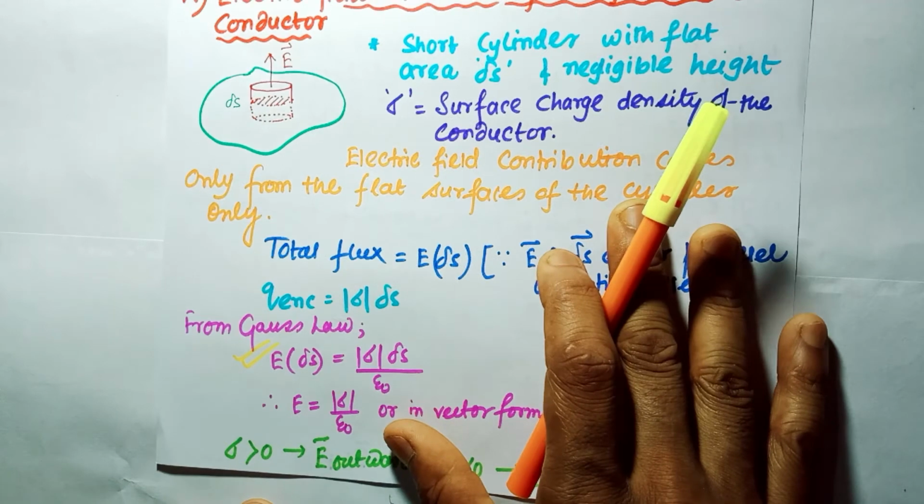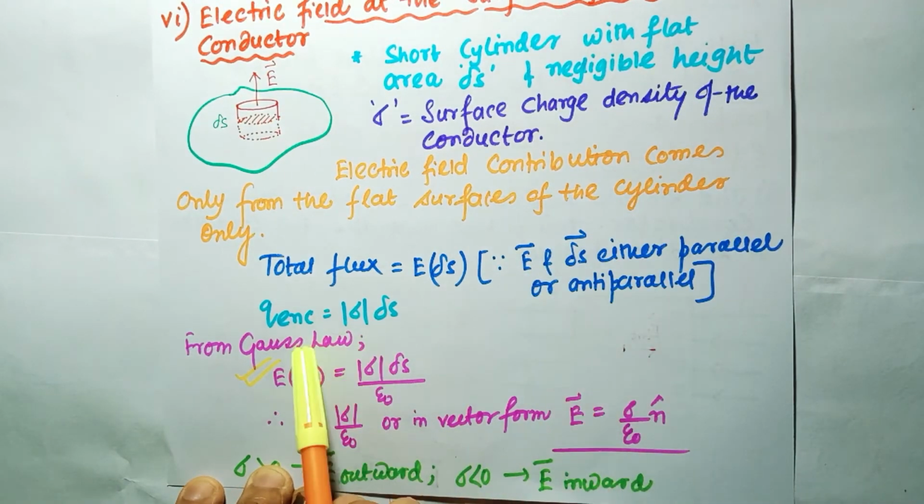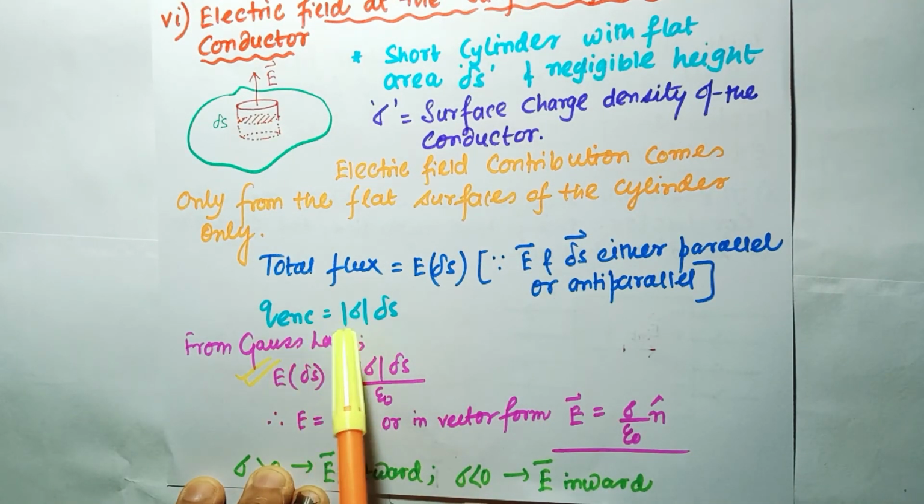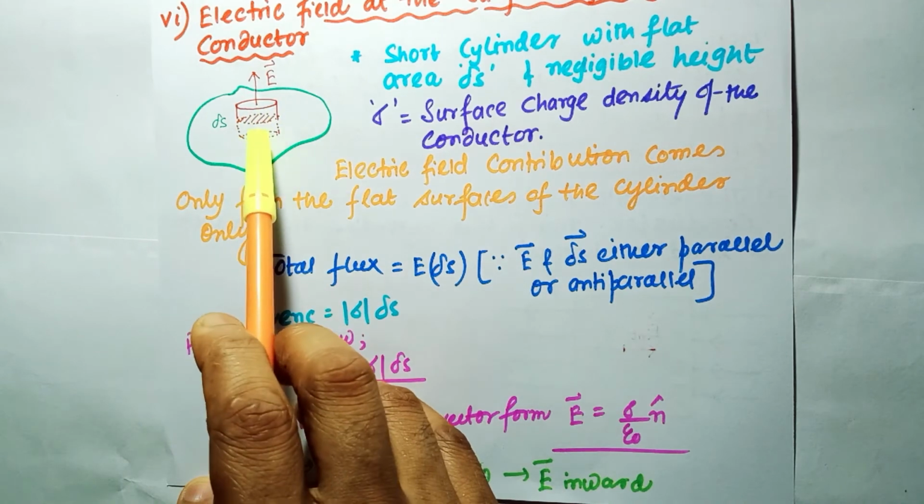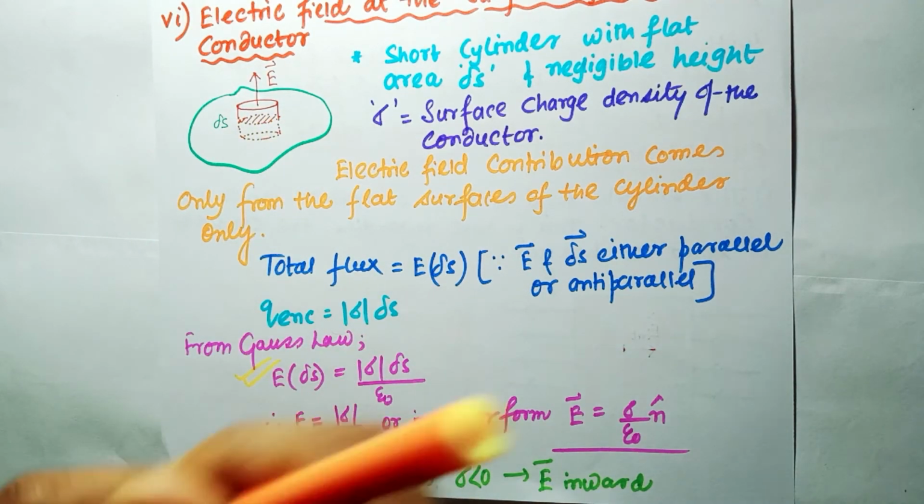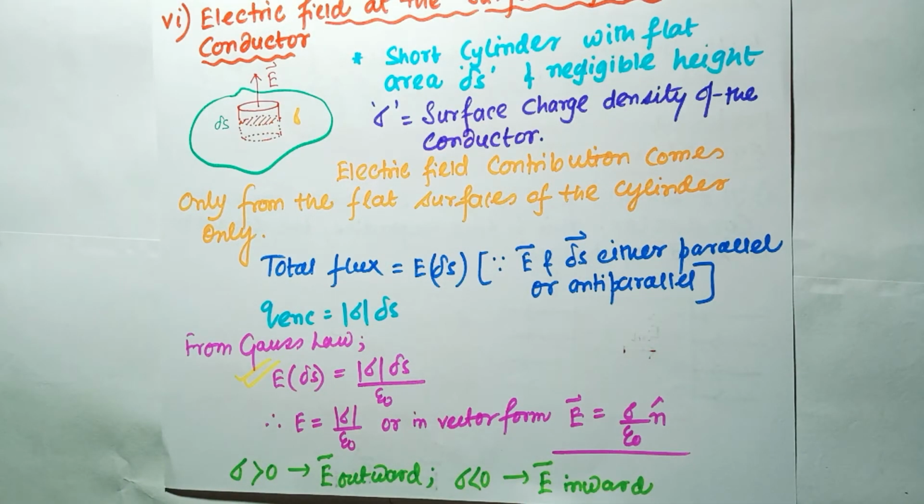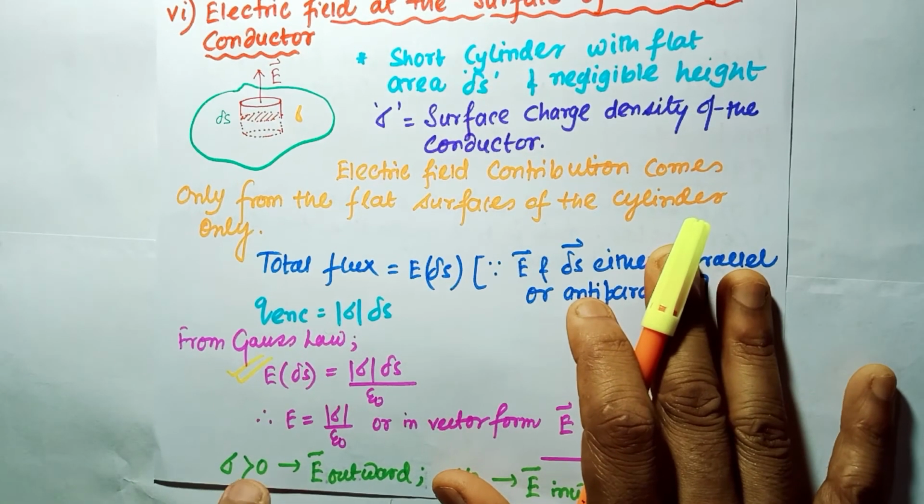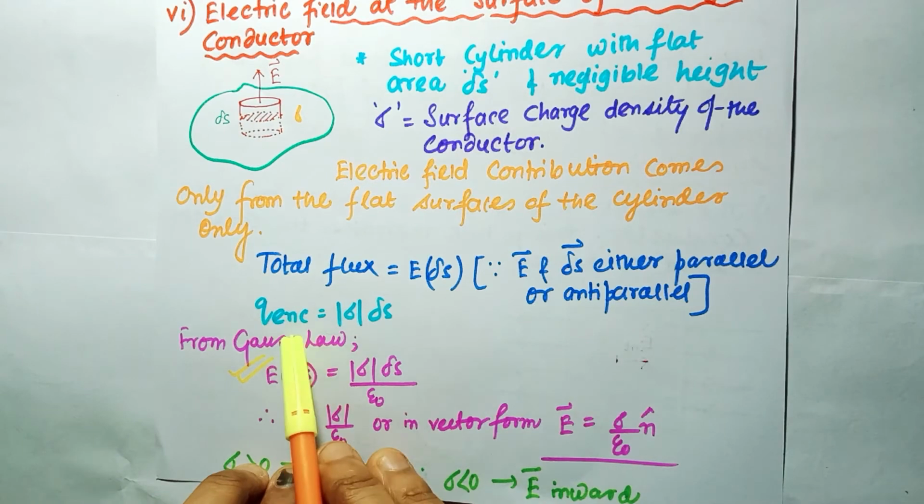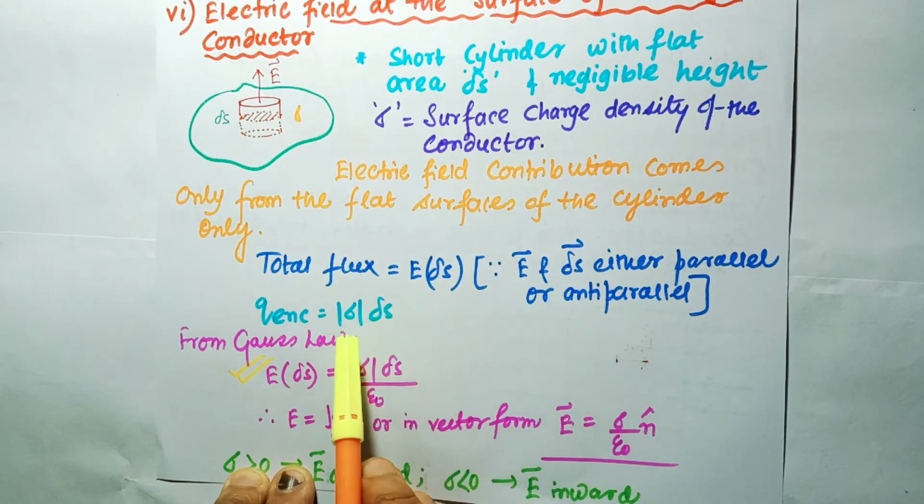So from Gauss's law we can say, and also what will the Q enclosed be? Sigma, you can see from the figure, is the surface charge density. It means the charge per unit area. So the flat surface has the area of delta S. So what will be the Q enclosed? It's sigma delta S. I have written the magnitude here.